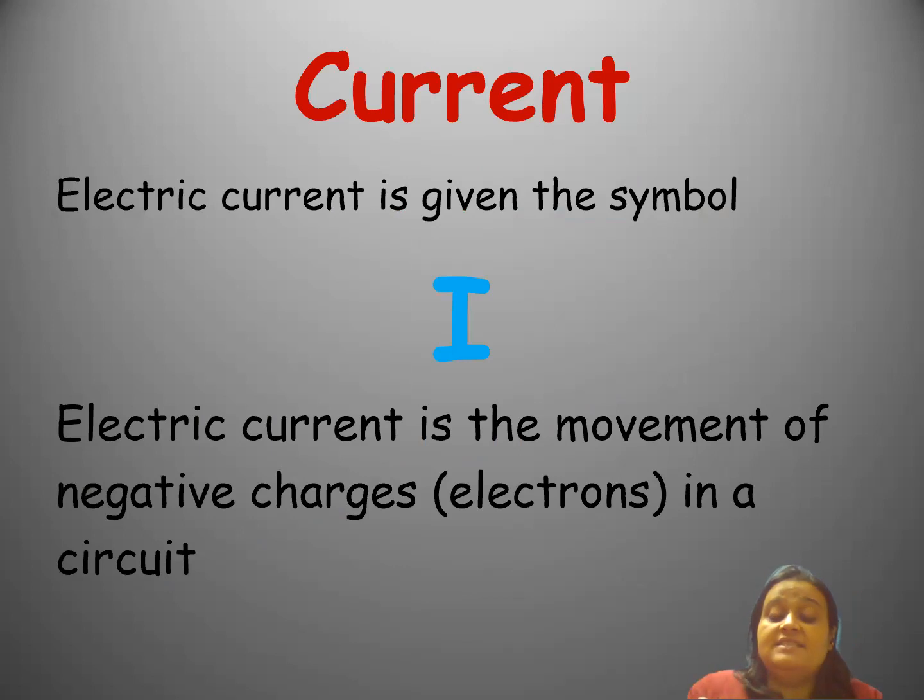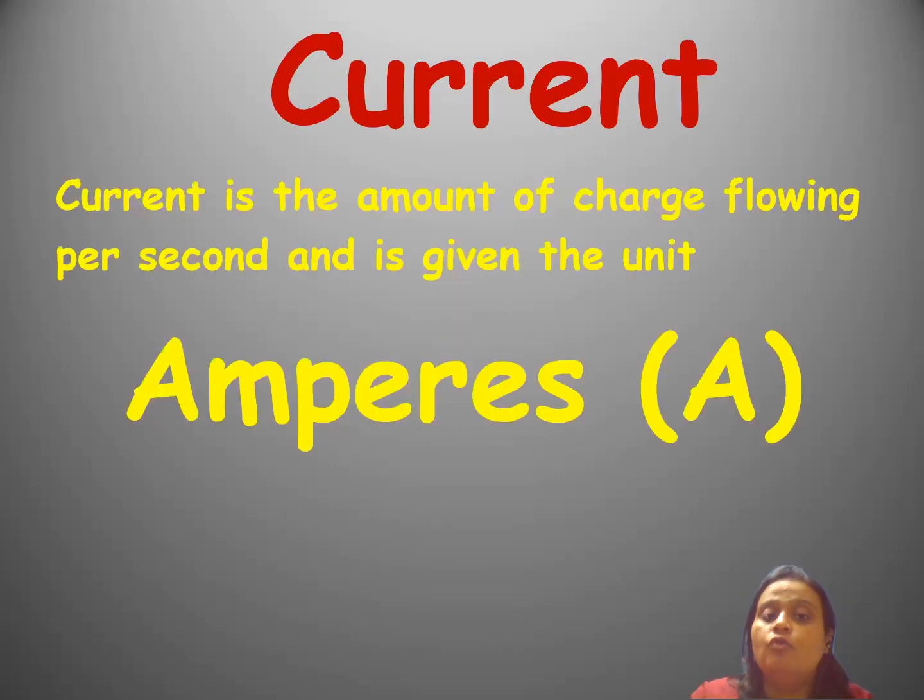Now current. We know that because of those charges, the current is flowing. What is current? Like we have seen that for the charges we have the symbol Q, similarly for current we have the symbol capital I, and it is made possible because of the movement of charges. Which charges? Electrons. Those are the negative charges in a circuit that make the current flow.